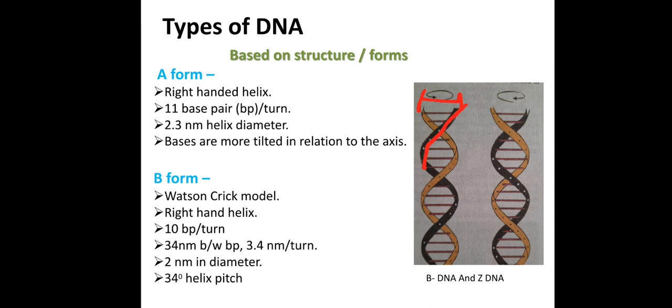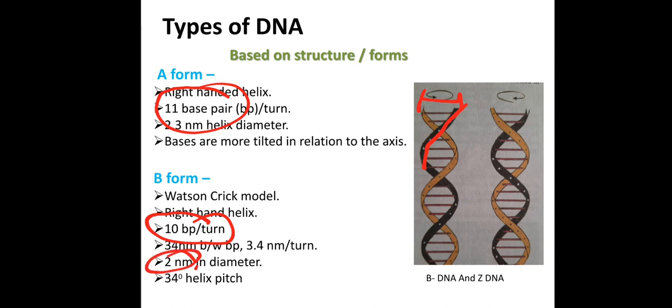Okay. And the B DNA, the famous Watson-Crick model of DNA that we study, maybe from school to high school and even college, which you are familiar with, that is the B form, based on its structure. It is again a right-handed helix, and the difference is that in A DNA it is 11 base pairs, whereas in B form it is 10 base pairs per turn. So in one turn, 10 base pairs will be present.